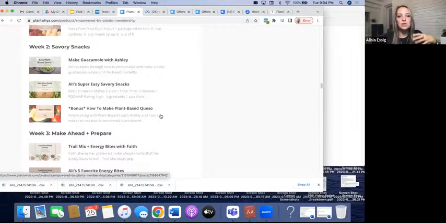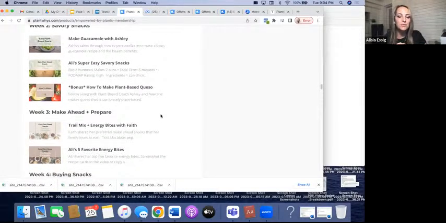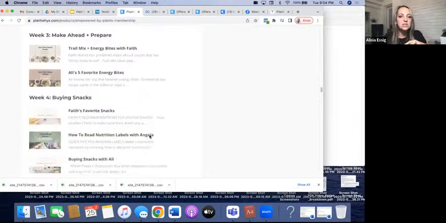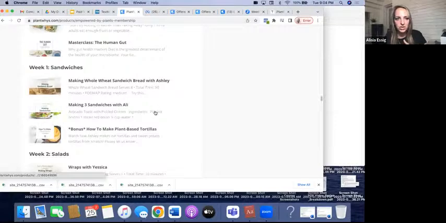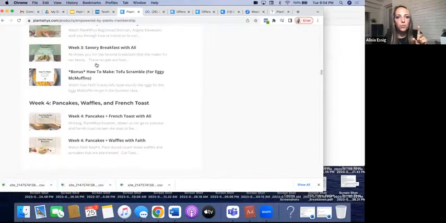How to make plant-based queso, which someone just told me that they tried and it was delicious. So any of these things will be available. And each month opens up more of these masterclasses and cooking demonstrations. Now that's the one aspect of it.